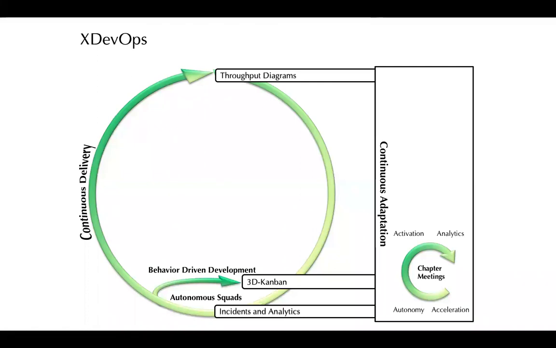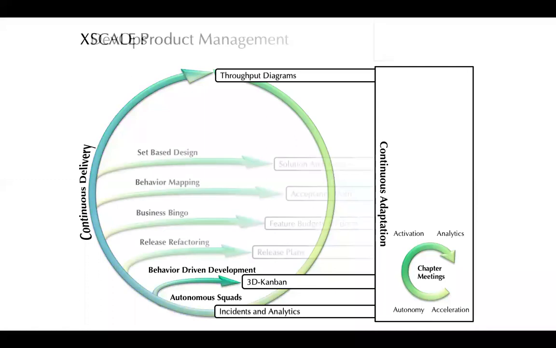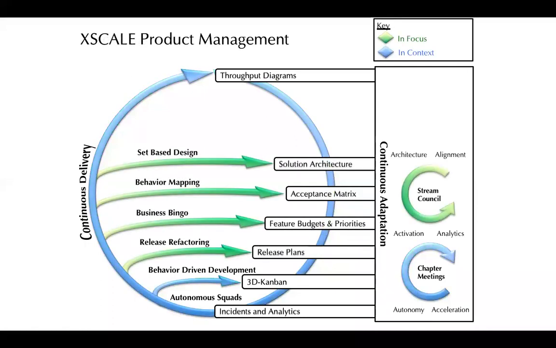We're not being consistent in the way we're applying Agile. So we have three pattern languages in XSCALE. One is all about DevOps, so the continuous delivery, continuous adaptation. This is sort of the Kim Phoenix Project three ways view of DevOps. Throughput diagrams here we borrow from a combination of Goldratt and Lean cumulative flow diagrams. So they don't exist in either one, but that's okay.